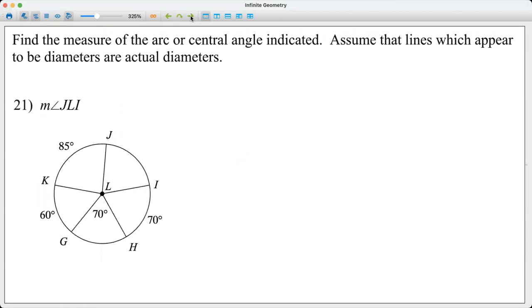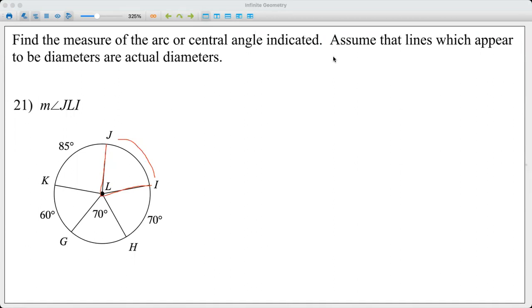I'm trying to find one. Here's one without a diameter. So we're trying to find the measure of angle JLI. So let's highlight that one. J to L to I. So that's the angle. Notice that this arc is not labeled, and I have no diameters, none whatsoever.